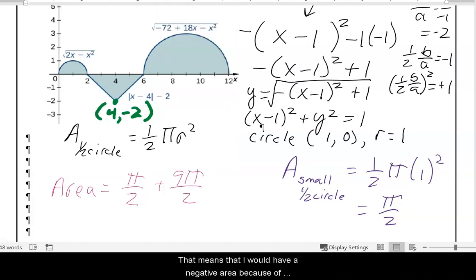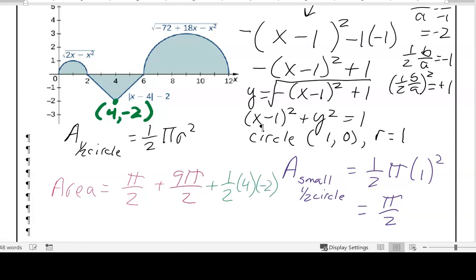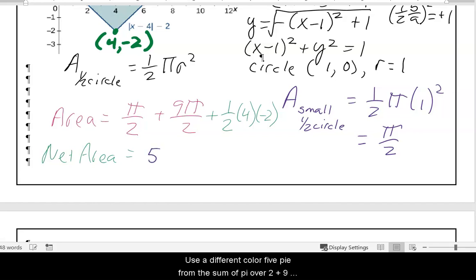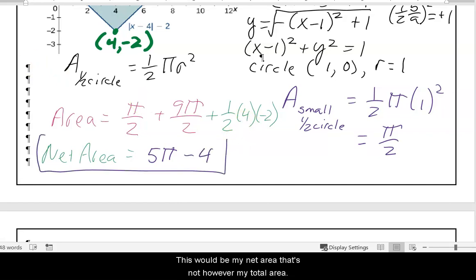That means that I would have a negative area because of the negative height. This would be plus 1/2. The base is 4, but the height is negative 2. This will give me net area. The net area here would then have to be, let's use a different color, 5 pi from the sum of pi over 2 plus 9 pi over 2, giving me 10 pi over 2, or 5 pi. Then, to compute this area, I would end up with negative 4. This would be my net area.